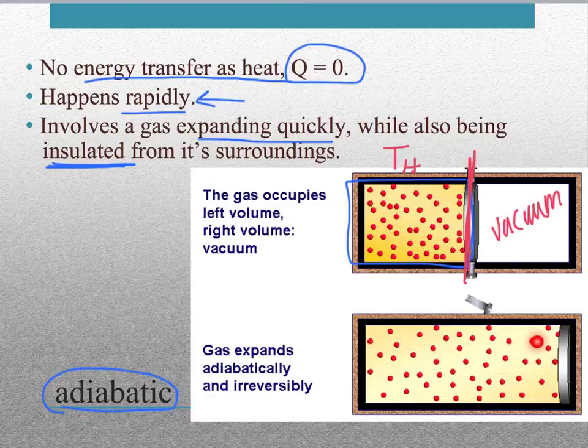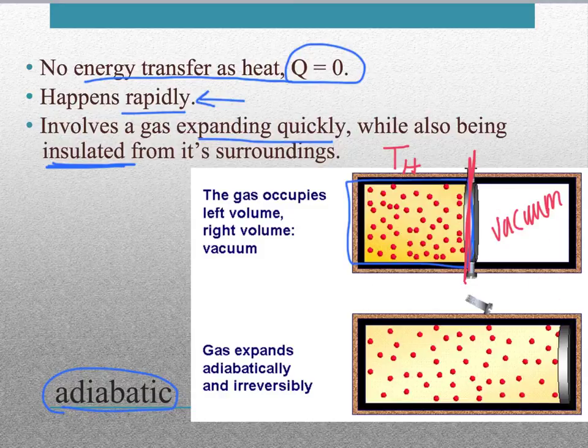And because they're slowing down, remember temperature is proportional to the average kinetic energy. So as the particles slow down, the temperature has decreased. So this is one way to change the temperature of something without using heat. You just have to suddenly expand a gas. Or you could do the opposite to increase it: suddenly decrease the volume, and that would increase its temperature, or increase the volume and that decreases the temperature.